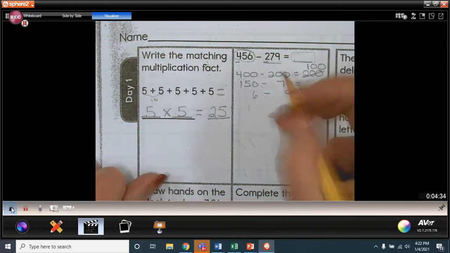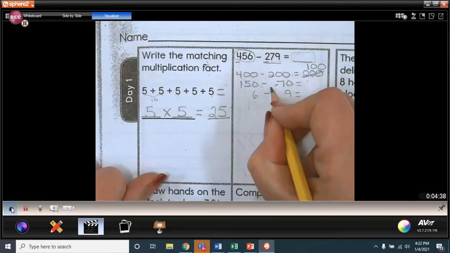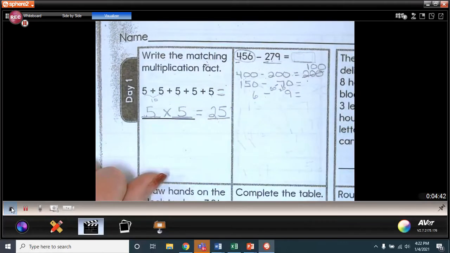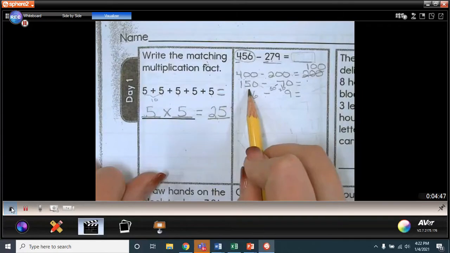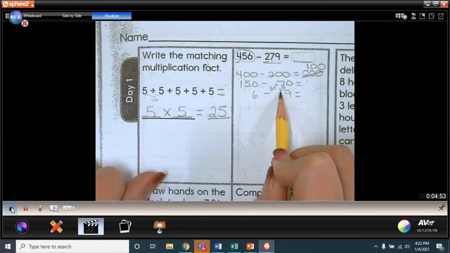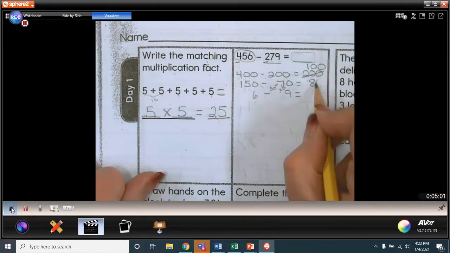Now I have to subtract 70. Mentally, I could subtract 50 and then 20. So I'm doing this in my head: I could take 150, subtract 50, which would make 100, and then 100, subtract 20 more. 100 minus 20 would be 80. So this would be 80 that'd be left.